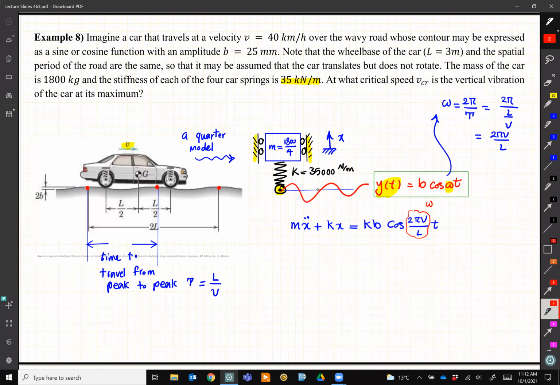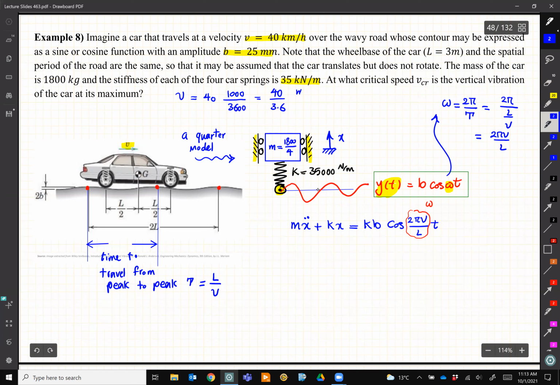So we have all the information that we want. We have B, we have velocity V. Be careful about units. We are working with meters and seconds. So V is 40 kilometers per hour; every kilometer is 1000 meters, and every hour is 3600 seconds. So it means 40 divided by 3.6 meters per second. So I have velocity, I have L, 2 pi is obvious, and the rest of the information as well. I have K and I have B. And just be careful also about B. B should be 0.25 meter.